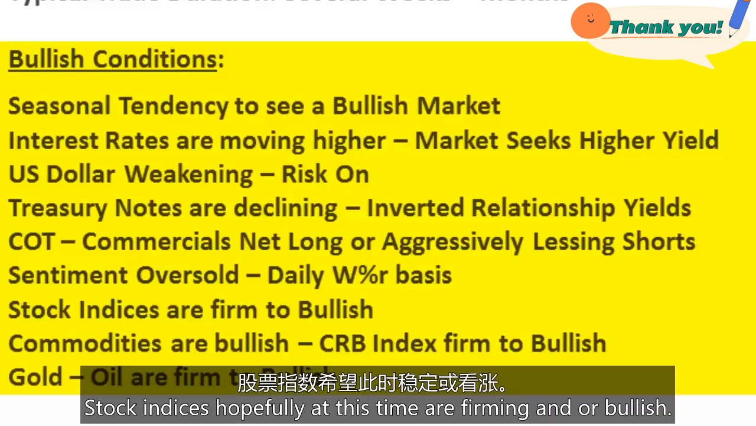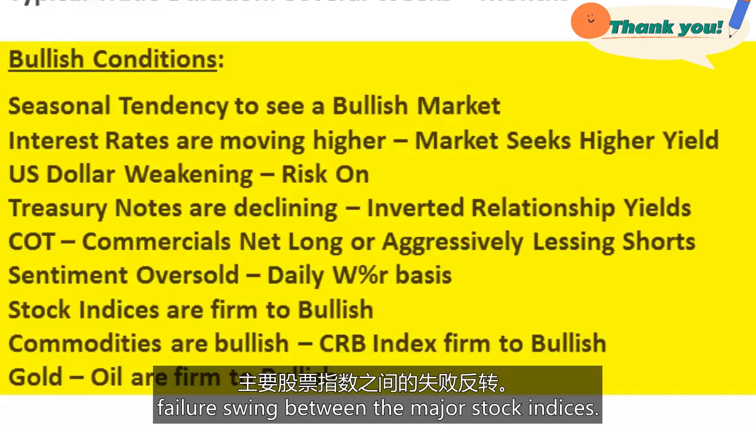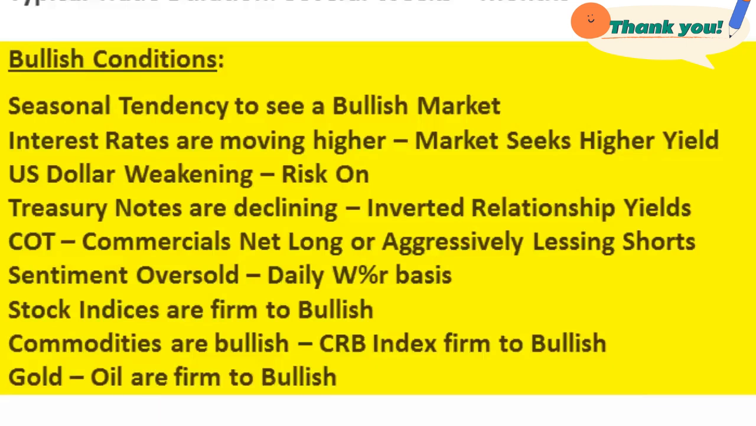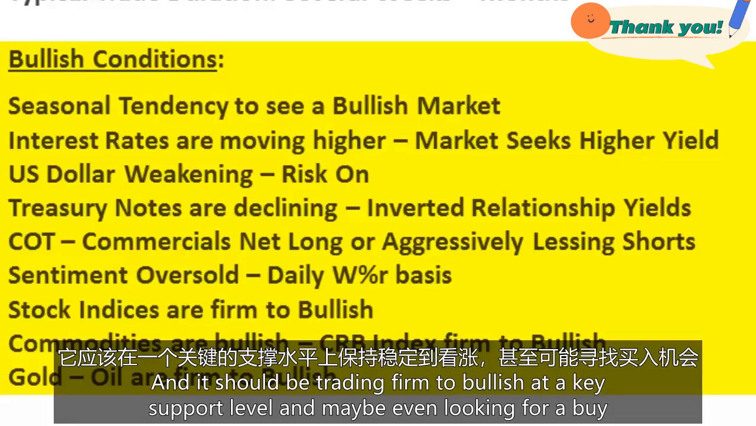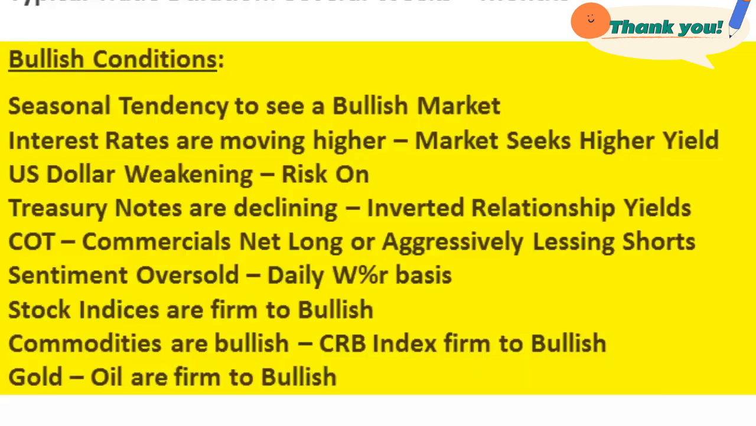Stock indices, hopefully at this time, are firming and or bullish. In other words, you're going to be looking for some kind of failure swing between the major stock indices, hopefully at a key support level. Commodities should be bullish at this time, and we would reference the CRB index, and it should be trading firm to bullish at a key support level, and maybe even looking for a buy pattern of some sort, maybe the optimal trade entry, something of that nature.